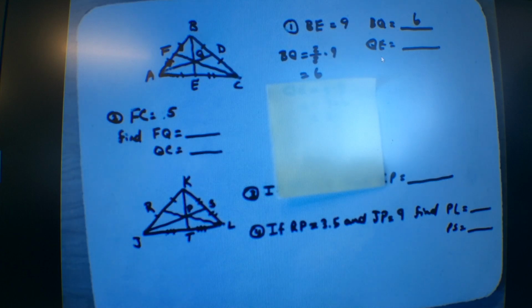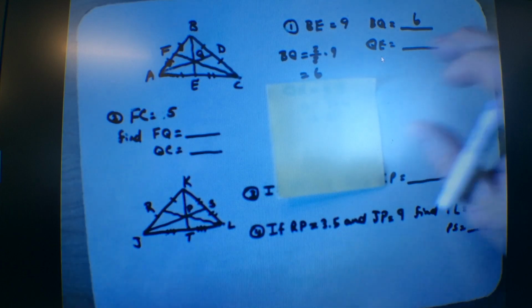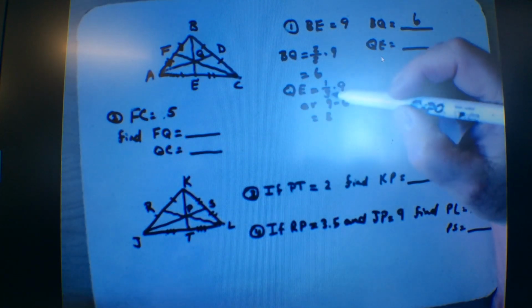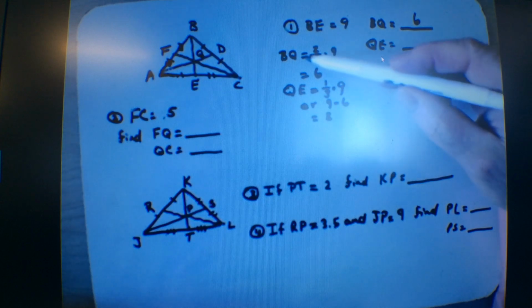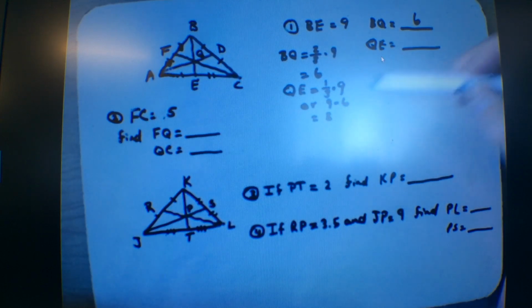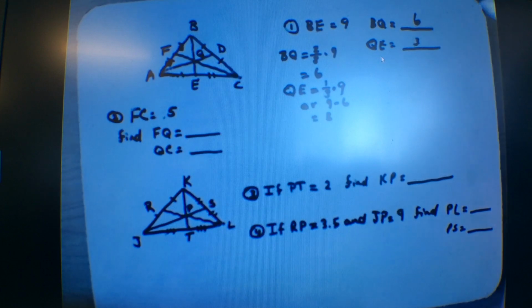Anybody got an answer? How big is it? 3. There's 2 ways you can do it. You can do 1/3 times 9, right? Or since you found BQ, can't you just take 9 minus 6 and get 3? All right. Okay.